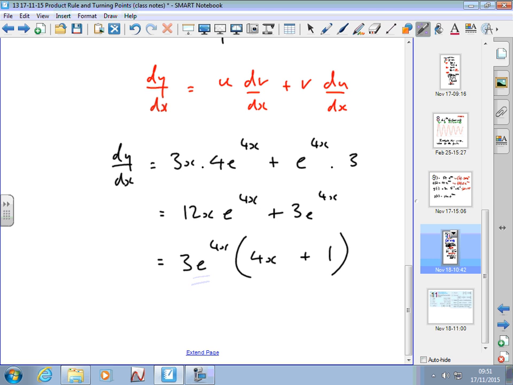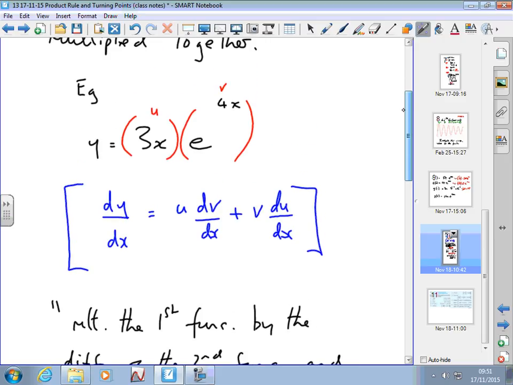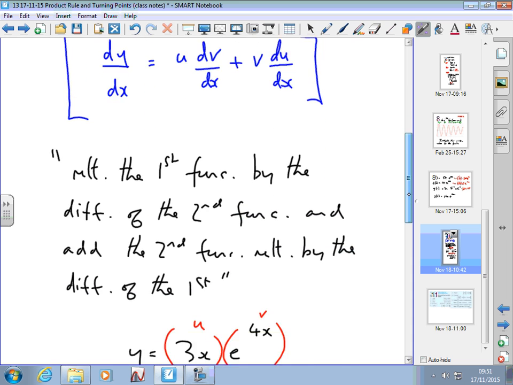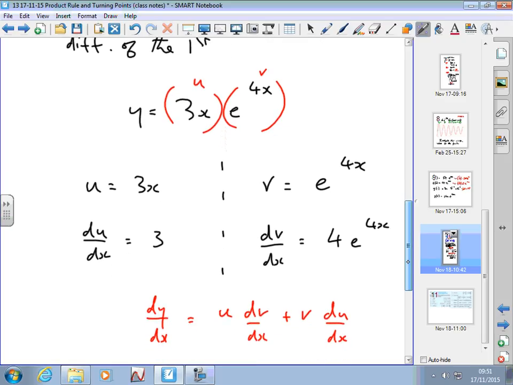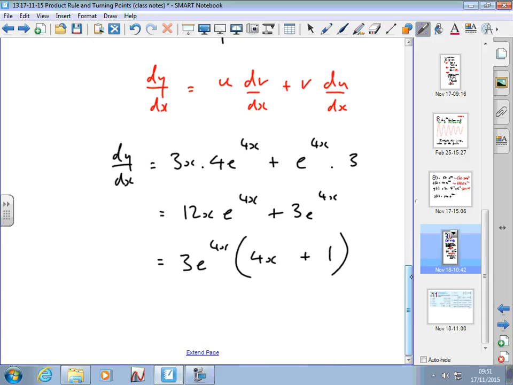So there's an example of the use of the product rule. Just a quick recap. First step: do I need the product rule? Yes, because I've got two separate functions multiplied together. What is the product rule? There it is. So I identify my u and my v, differentiate each one separately, and then plug them into the rule, and then simplify. Done. Okay?